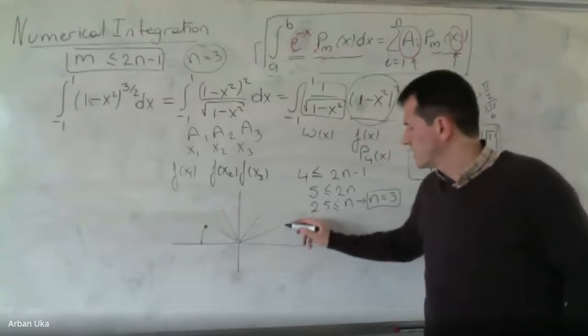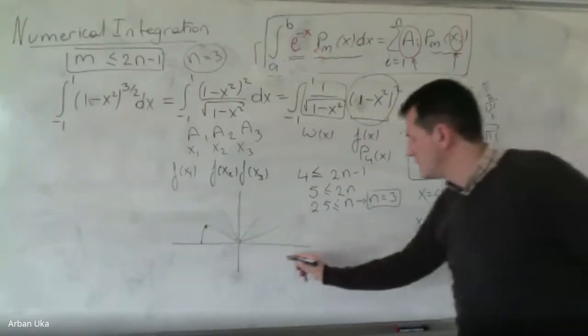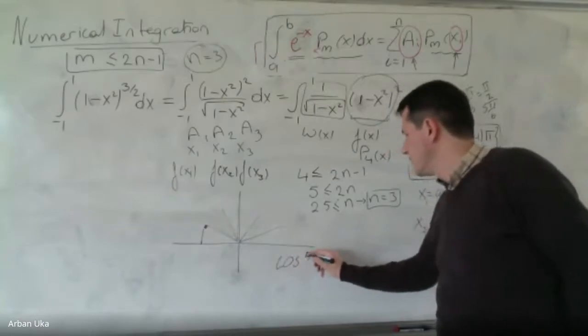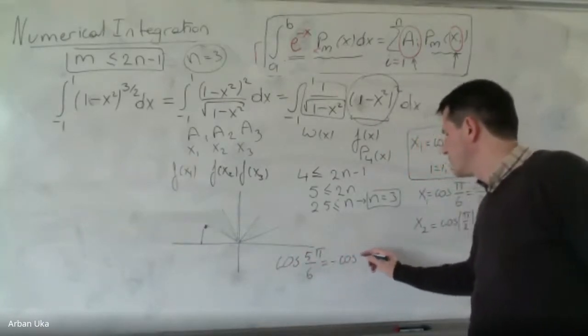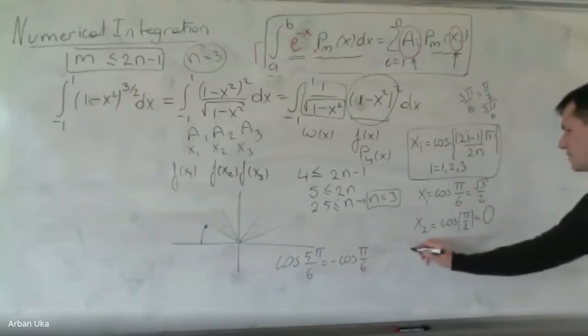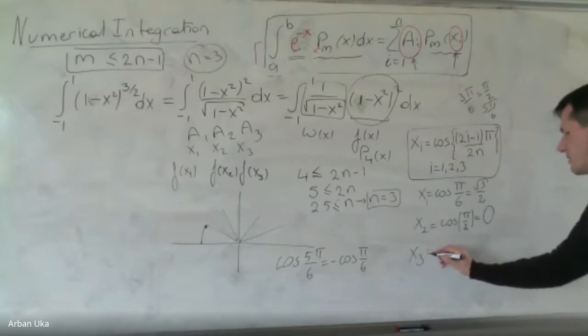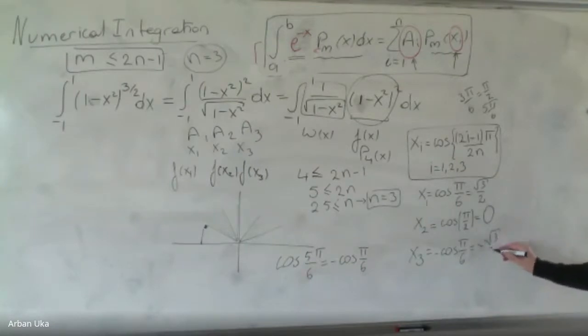So it looks like, let me write it here, cosine 5 pi over 6 is going to be equal to minus cosine of pi over 6. And pi over 6, it was here, so x3 is minus cosine pi over 6, so it's going to be minus square root of 3 over 2. Okay? So these are the values of x.